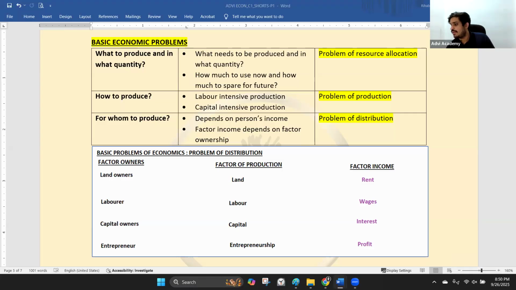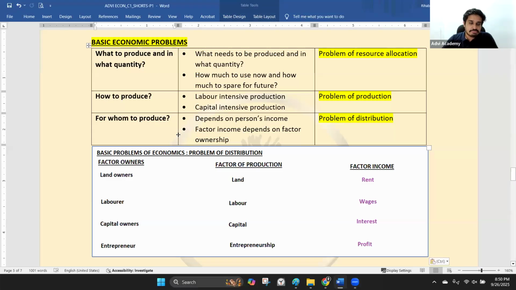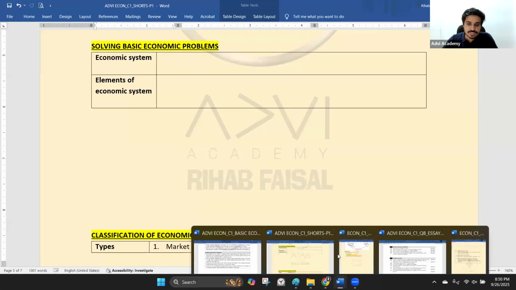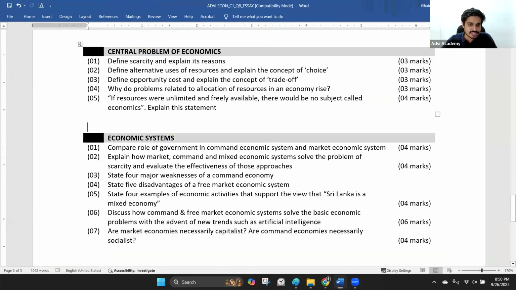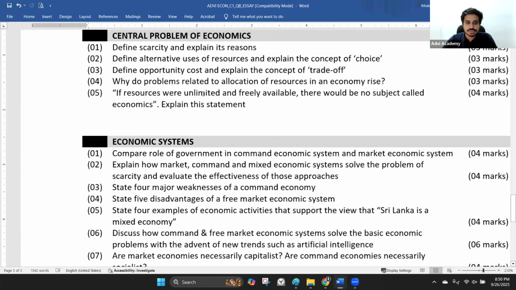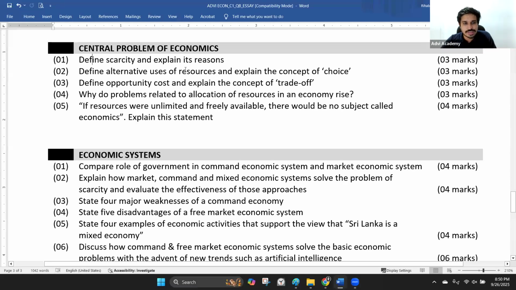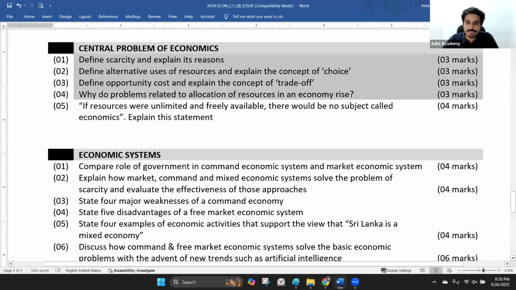Okay. Right. So next we move into the next section, which is solving the basic economic problems. How are we going to solve? So there's a bunch of questions, I guess, for today as well, right? In terms of the central problem of economics, you can take a look at these questions. These are simple, directly from this section.